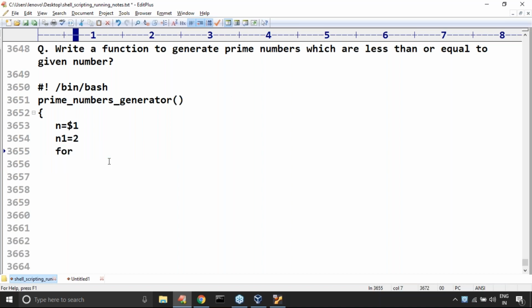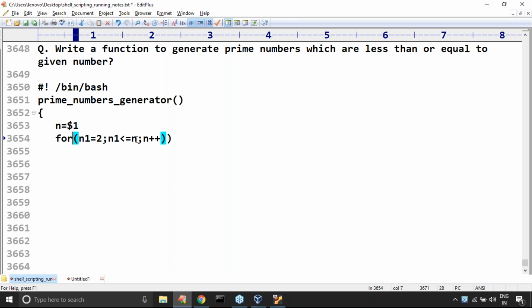Sir, what I have to take: for n1 is equal to 2, n1 is less than or equal to n, because until n I have to generate. Next, n1 plus plus. That is how I'm trying to take it.